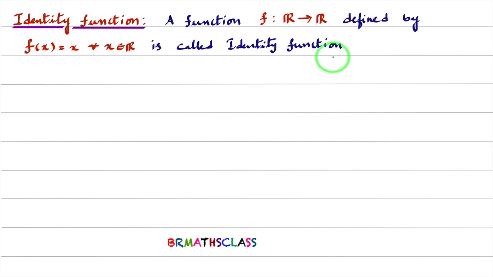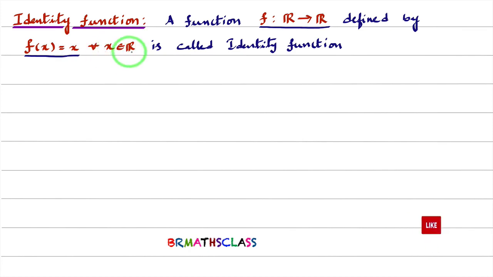In this definition, what do you need to understand? First thing, this function is from where to where? This function is from the set of all real numbers to real numbers. And how is the function defined? The function is defined as f of x equal to x for any real x.